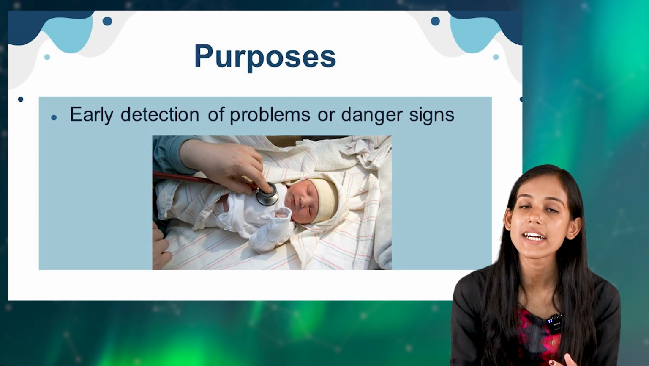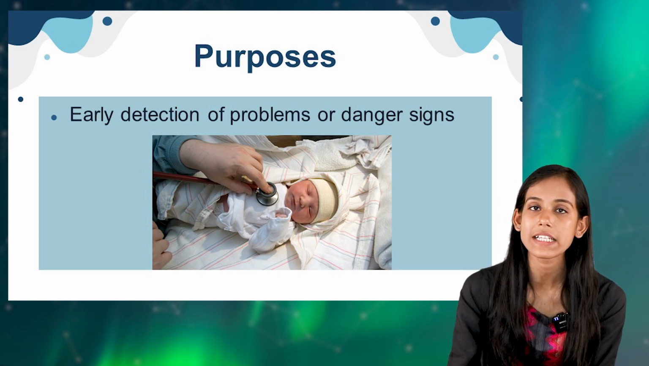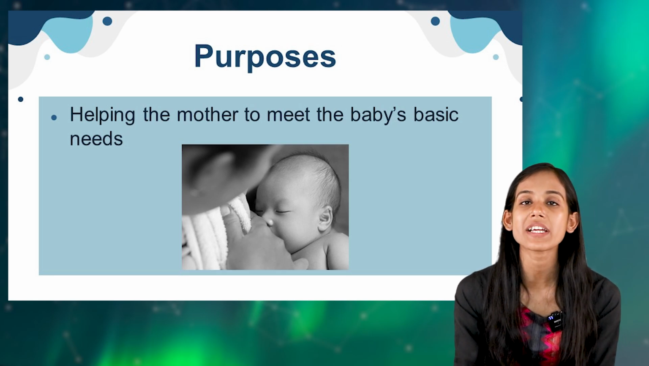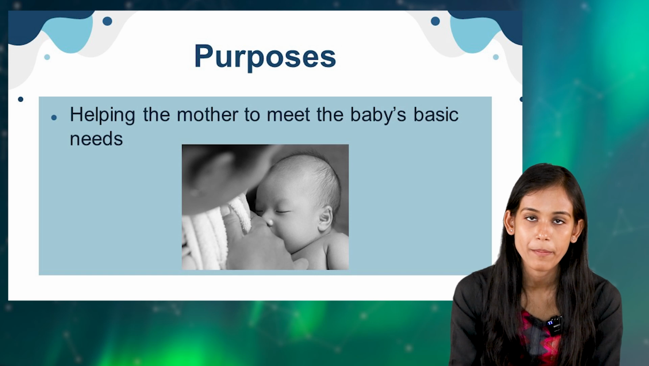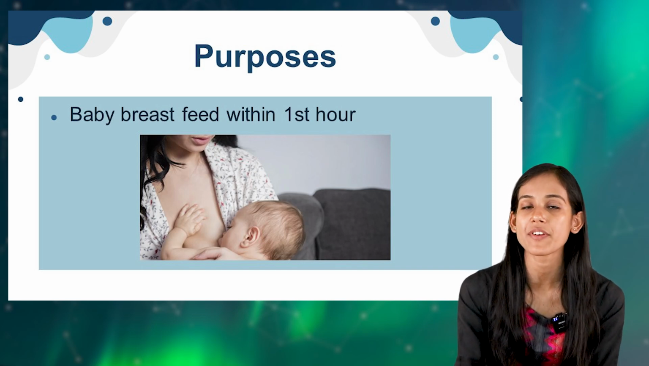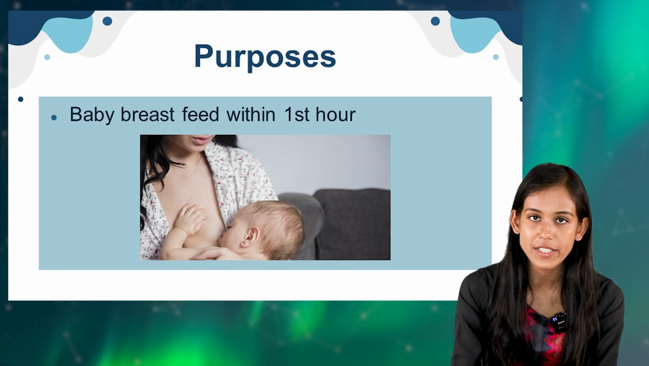The next thing is early detection of problems or any danger signs. Along with that, we also help the mother meet the basic needs of the baby, that is the warmth, the feeding and the infection prevention. Then we also make sure that the baby is breastfed within half an hour to 1 hour of birth. And then we advise the mother and the family members on the importance of exclusive breastfeeding, how to take care of immunization, and the importance of growth monitoring. All these things are achieved through essential newborn care.